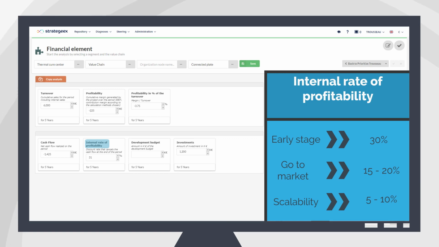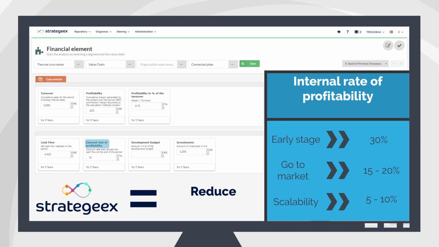The whole point of piloting one's innovation portfolio with Strategeex is to propose to reduce the risk from the early stage phase, and therefore to reduce the risk premium. In our example, the spa segment offers an IRP of 31% which, considering the economic context and the risk reduction work in progress, makes the project attractive for an investor.